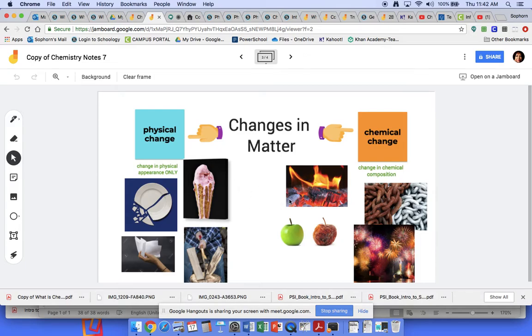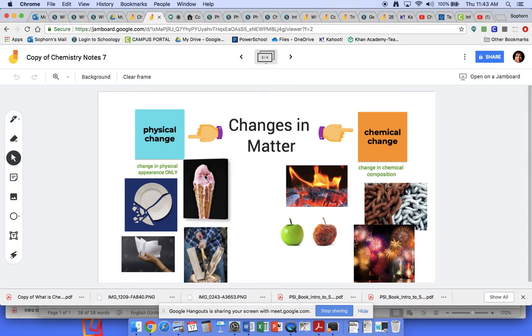So in science, there are two different changes. You can change matter physically. That's called a physical change. So if you take a plate and you break it, you change its shape, you change its size, but you don't change what it's made of. That's called a physical change.